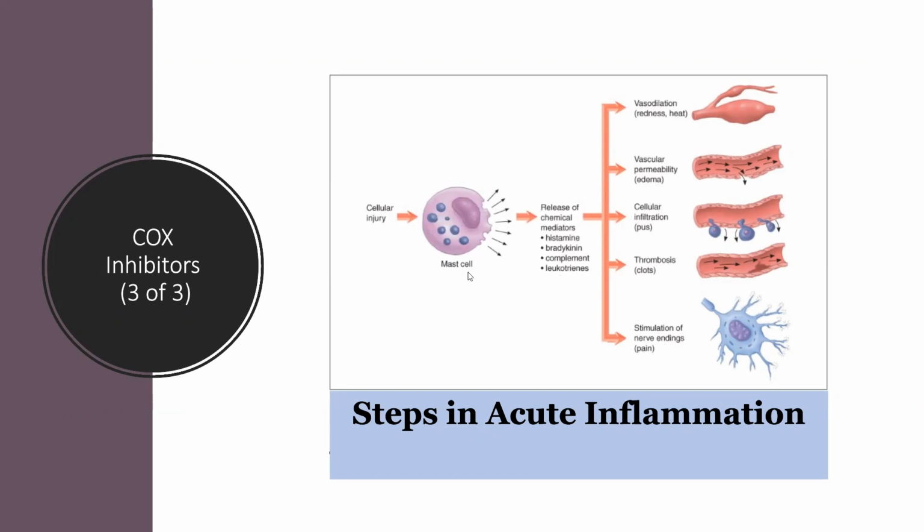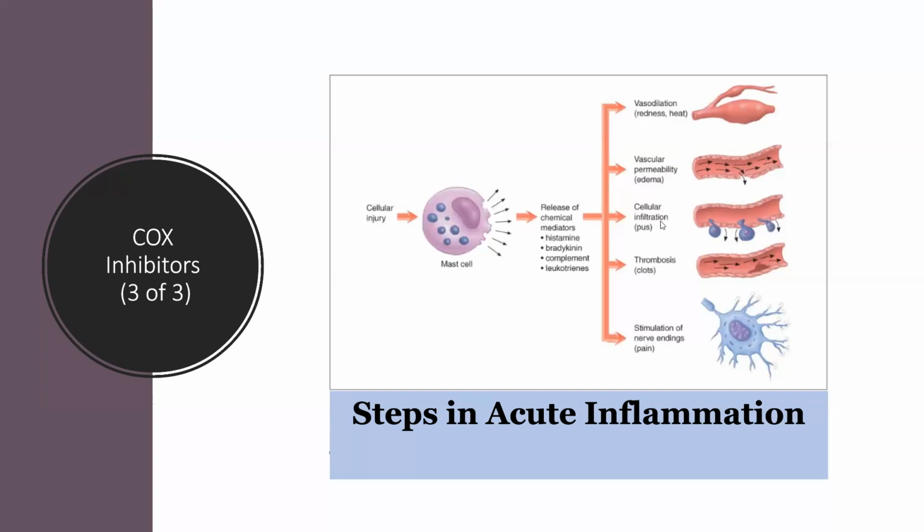Let's say you hurt your finger or another body part, then your mast cells will be released and these mediators will be released. What will happen? They will cause vasodilation. Vessels will be dilated, so redness and heat will occur. Vascular permeability will occur, which will cause the swelling, which is called edema.